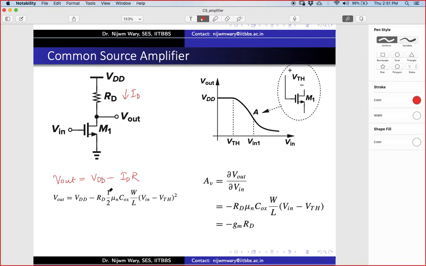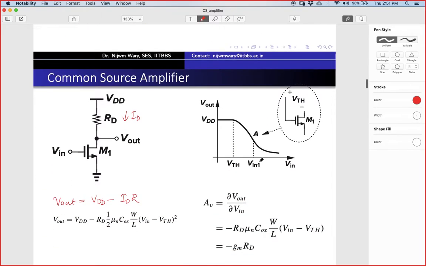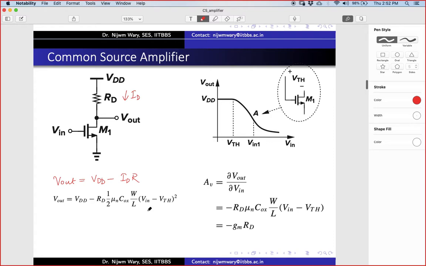Now the gain is basically the slope. If I have a small change in the input, how is it reflected at the output? So that's the gain, right? If I differentiate this expression, what I get is minus RD mu n Cox W/L (Vin minus VTH). Now this expression is nothing but the expression for gm, which we discussed in the last discussion. So the gain is minus gm RD.